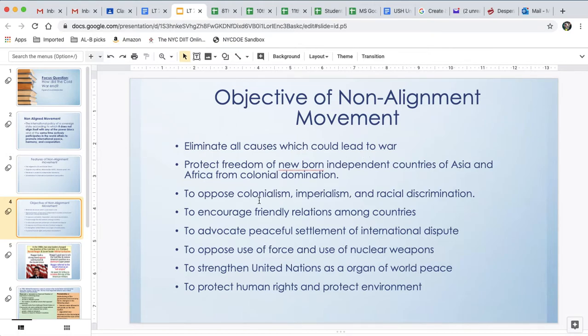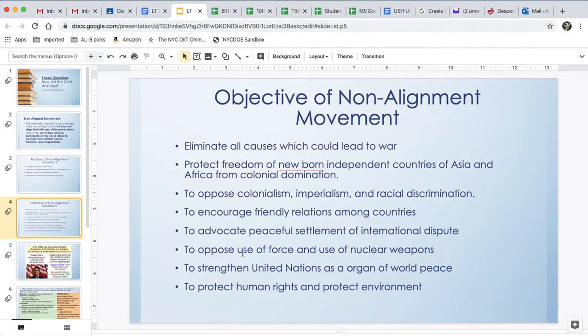So they definitely oppose colonialism, imperialism, and racial discrimination. They don't want other countries to come in and try to establish a colony or have some kind of big influence like the UK, right? You have Great Britain, which has this big influence over Ireland and Scotland, and all three of them combine as what you call the United Kingdom. These types of countries don't want that type of influence. All right. Encouraging friendly relations, advocating peace and trying to settle international disputes.